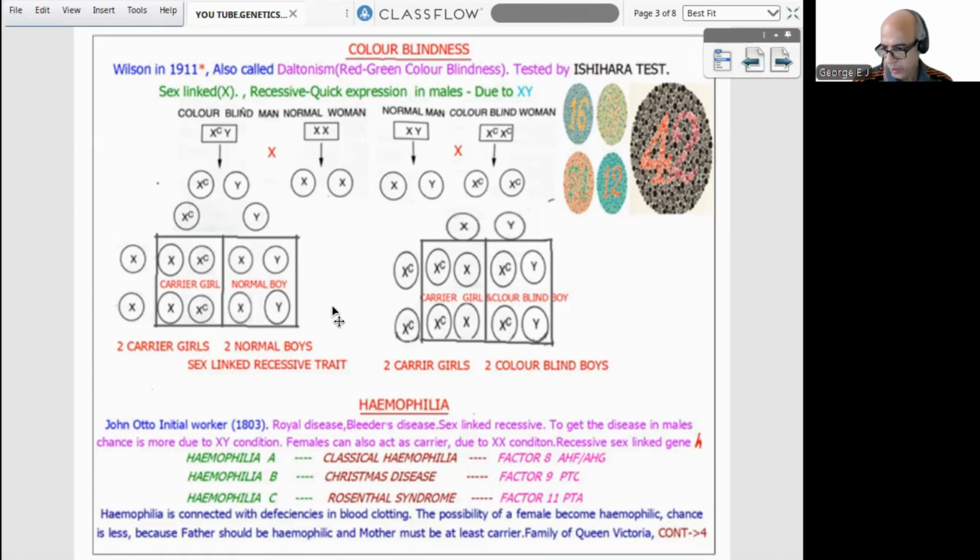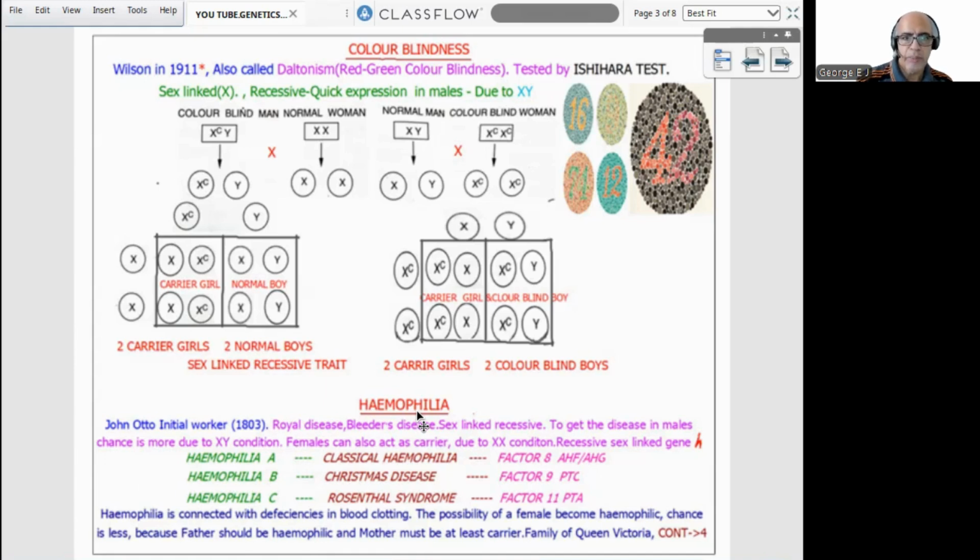Now we can proceed to the next one. Colorblindness is an X-linked recessive trait. We can proceed to the next one, that is hemophilia. The scientist is John Otto, the initial worker. Again, some other names are there. 1803. It is commonly called royal disease or bleeder's disease. X-linked recessive, just like the previous case.